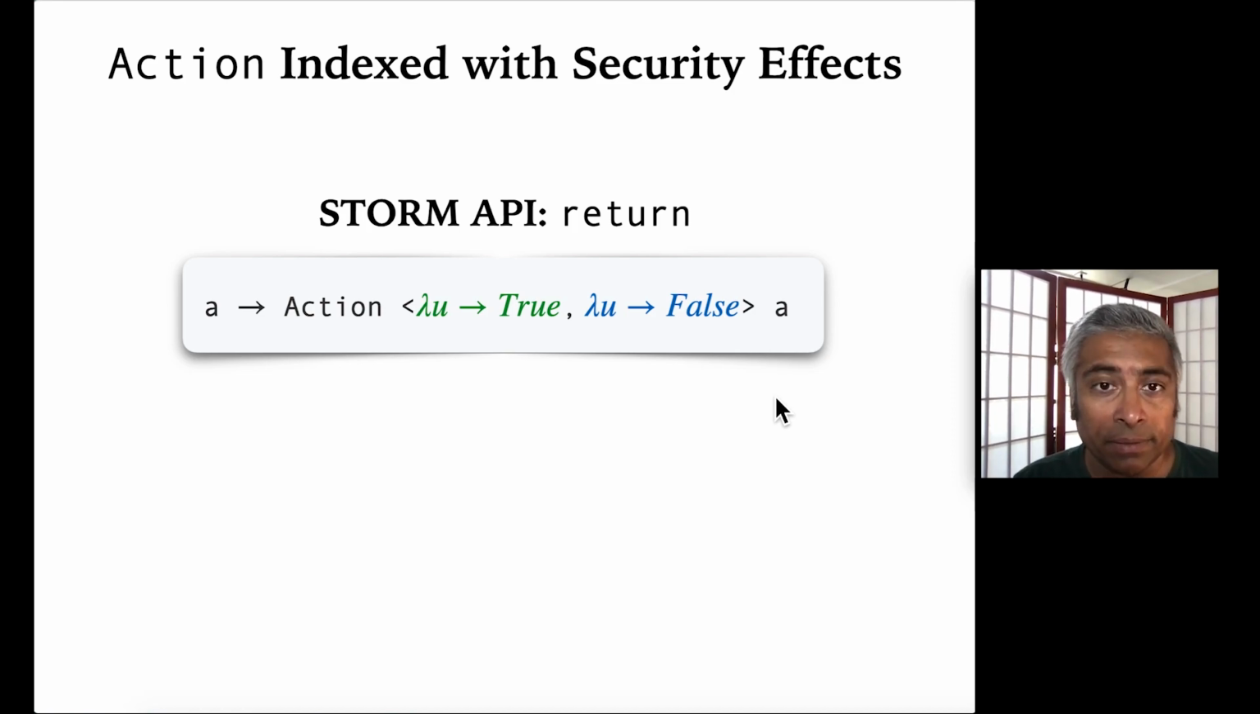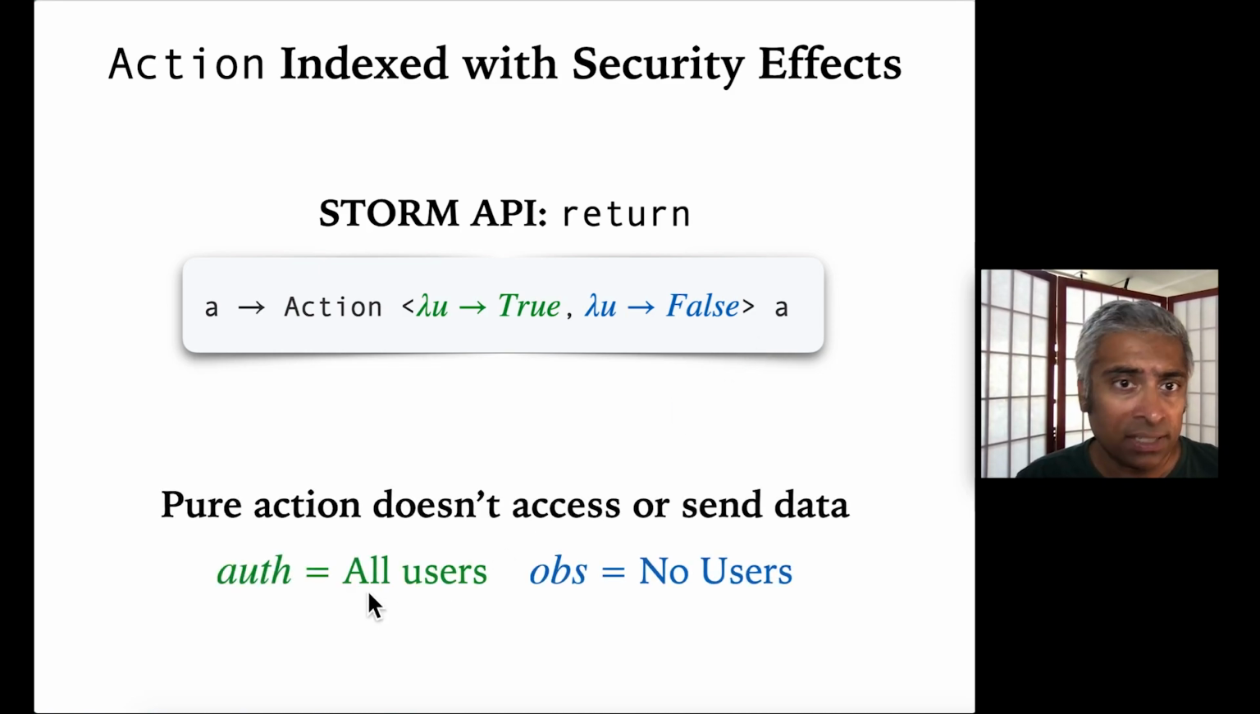Let's look at another example. The return function, this plain old monadic return, takes an A as an input, returns an action of A as output, but the authorizees is again the set of all users, as we don't touch any sensitive data, and the observers is the empty set, because we don't send any data to anybody either.